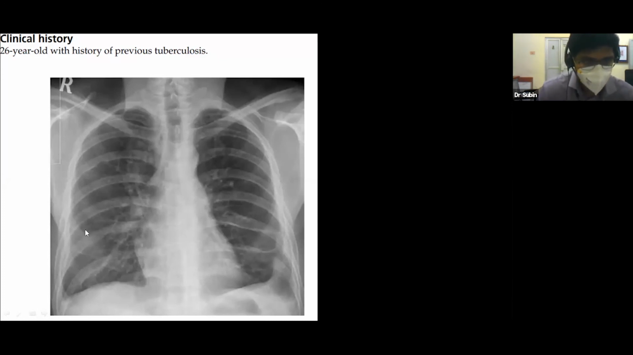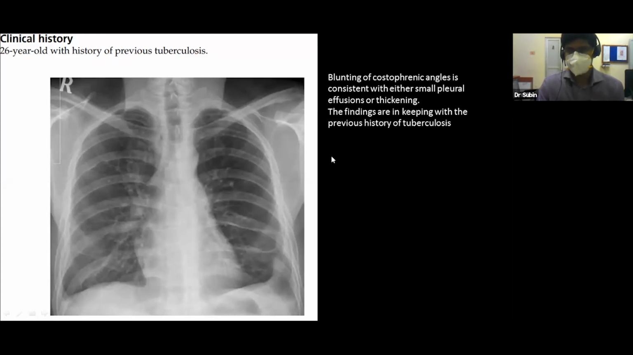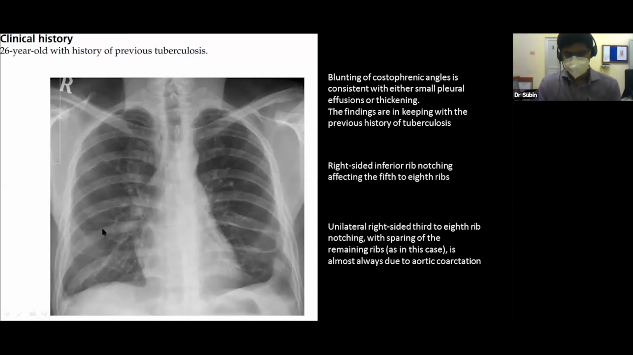I'm going to look at the lung fields on both sides, and I'm seeing the bones. Can you see this thing? Does anybody see this? And see this depression here, and see this? I don't know if anybody noticed it. There's a rib notching. The 5th to 8th rib, there's a rib notching. All right, this is actually a coarctation.